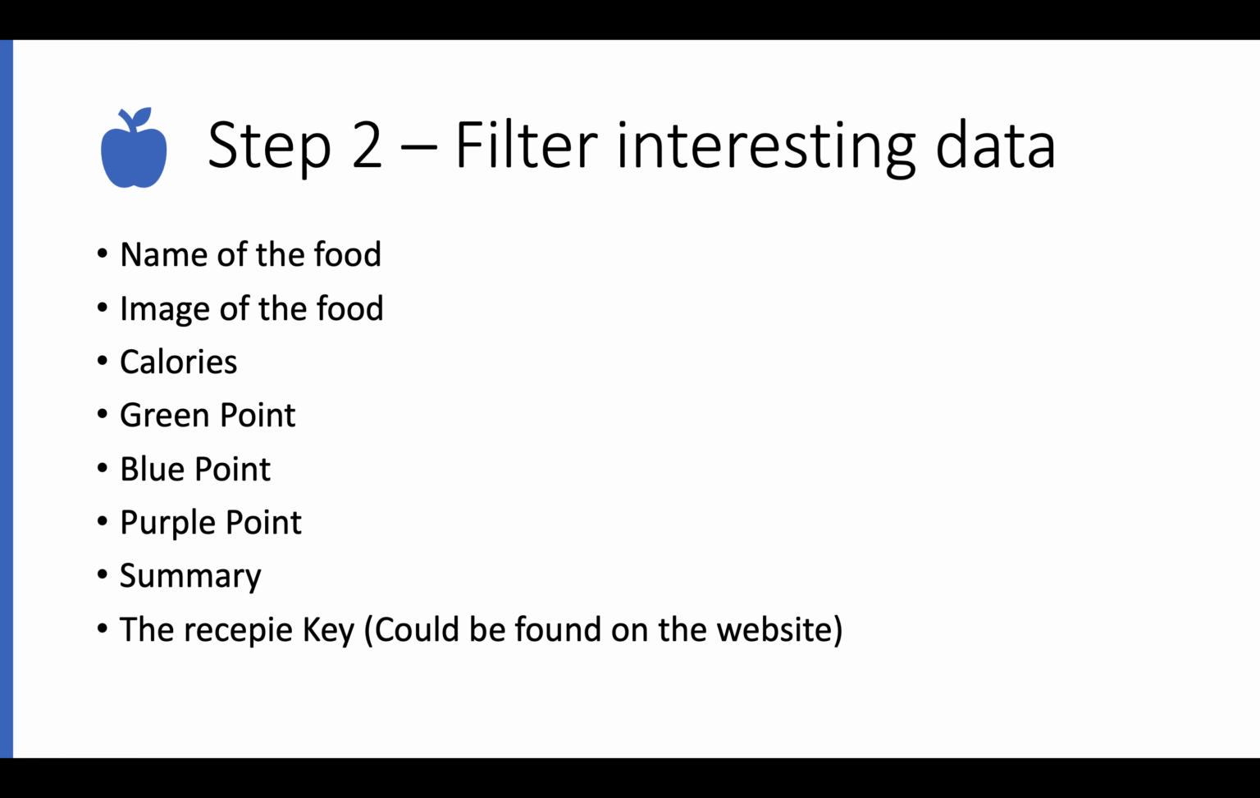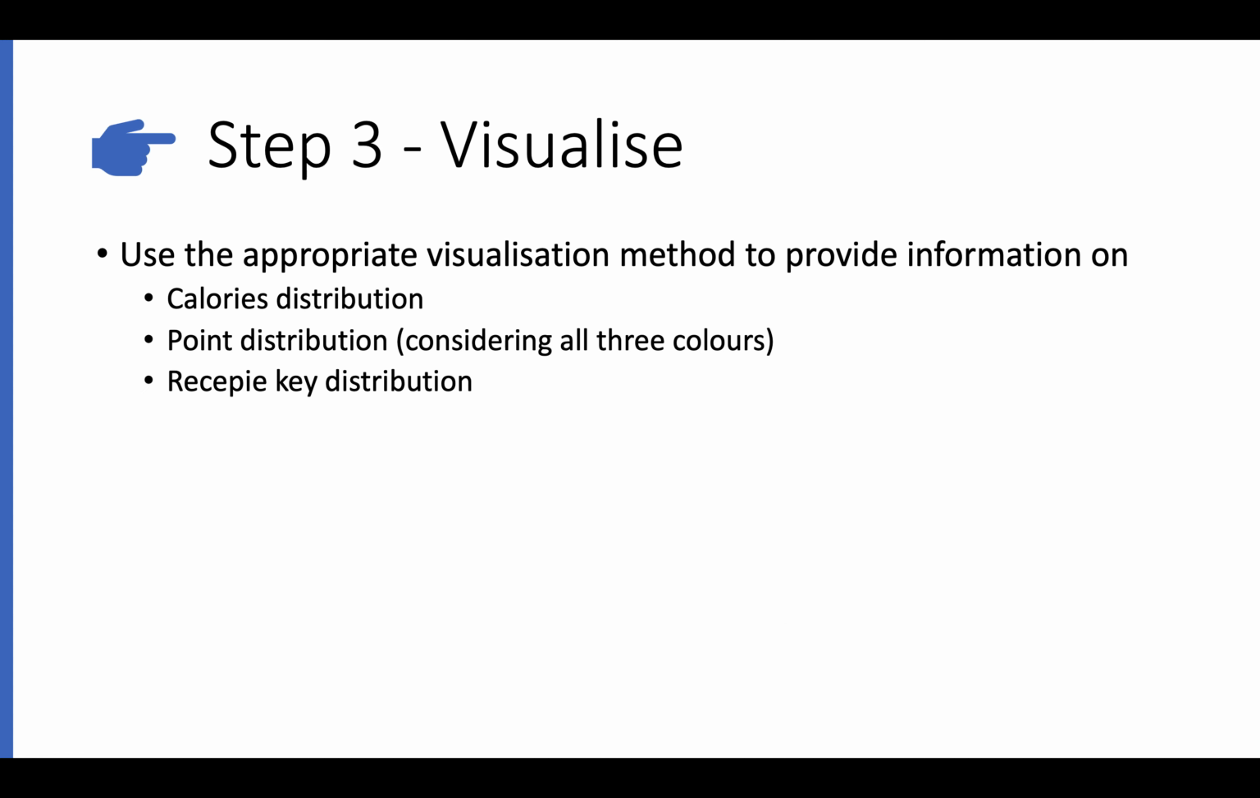So I repeat again. For this step, you need to know the name of the food, the image of the food, the calories associated with the food, and respective points for each green, blue, and purple plan. You have a bit of summary. Keep that in your data set, and then the recipe keys. Is this specific recipe gluten-free? Is it kid-friendly? Is it, I don't know, low calorie, for example? So this is the information that you need to collect as well.